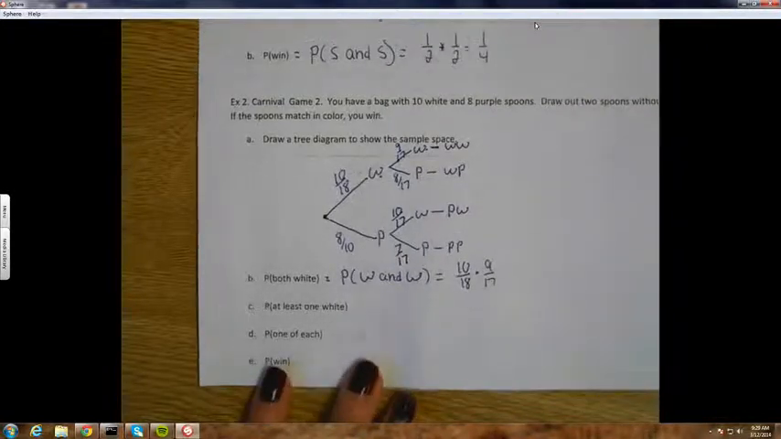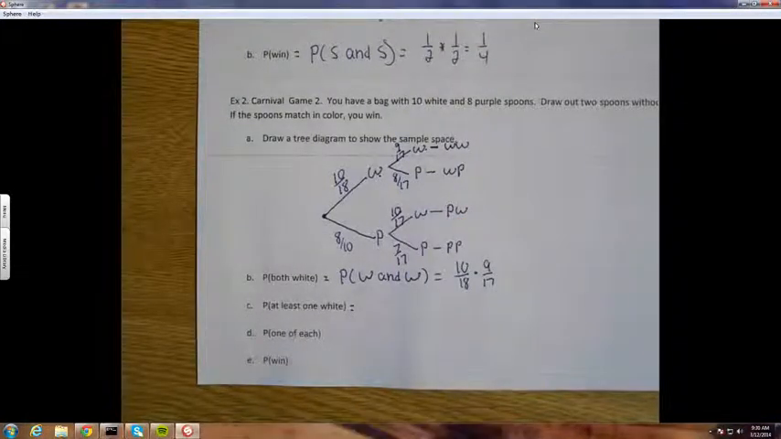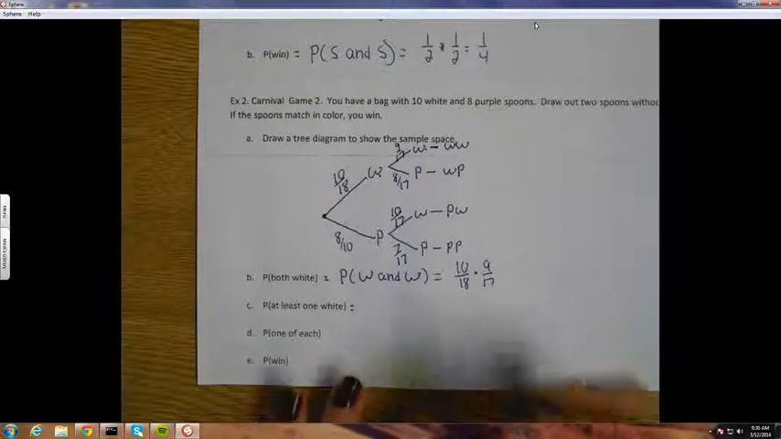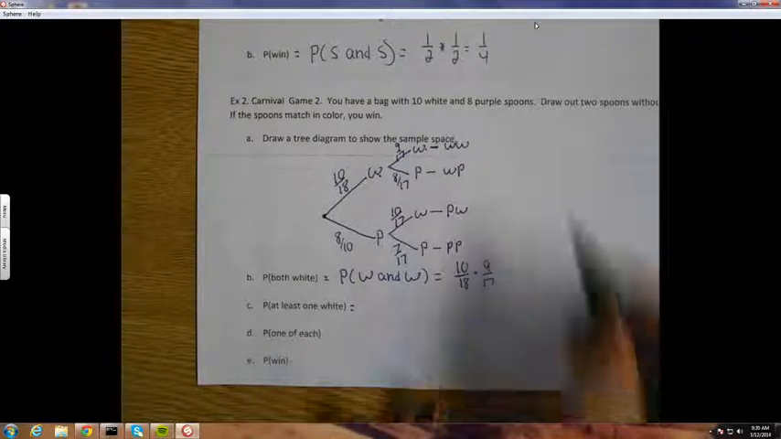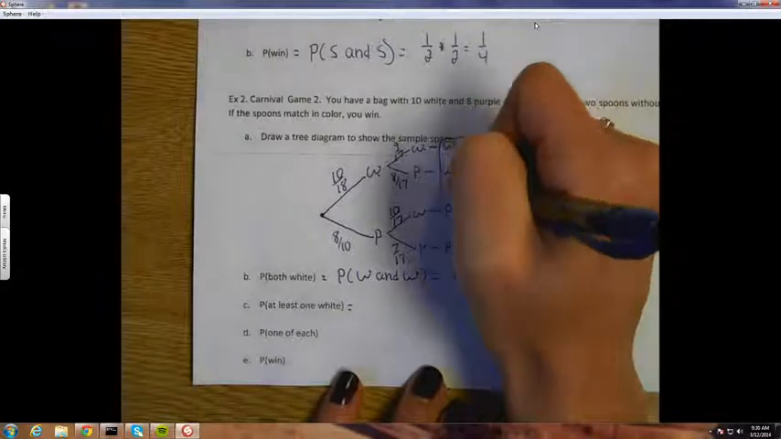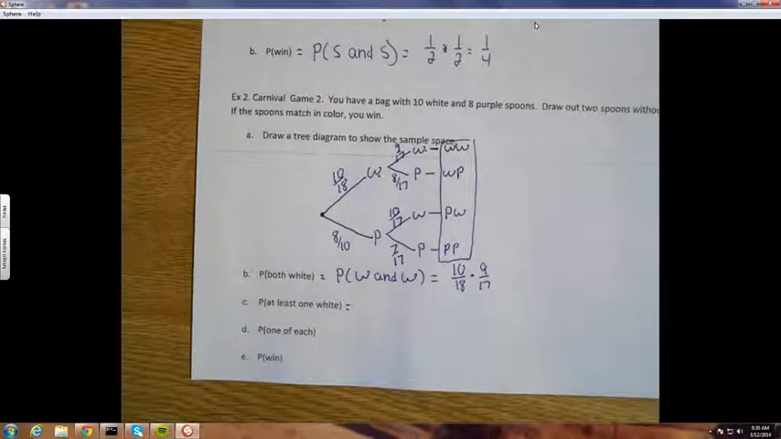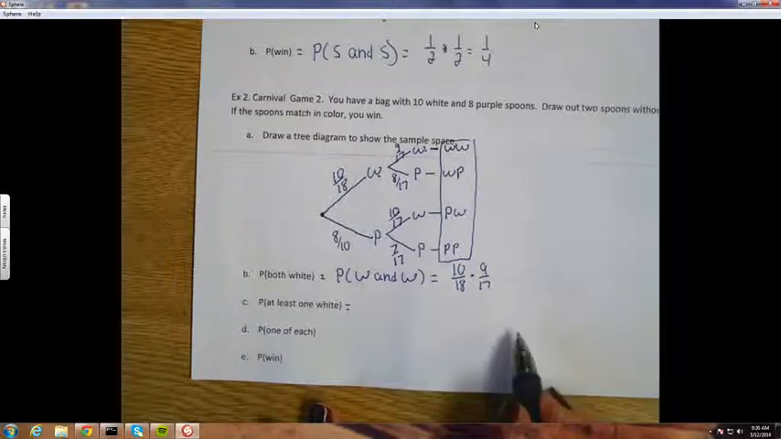Okay, this one a little more challenging. The probability of getting at least 1 white spoon. Who can rephrase that? This one's a little more involved. I got to pick 2 spoons. This is your sample space here. Remember, these are the only 4 things that can happen when you pick the 2 spoons. It's got to be a probability. Cooper, you think you got it?